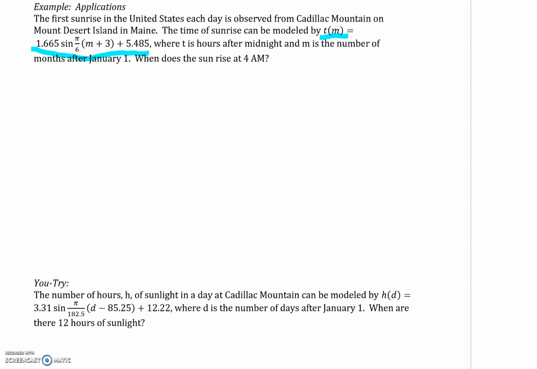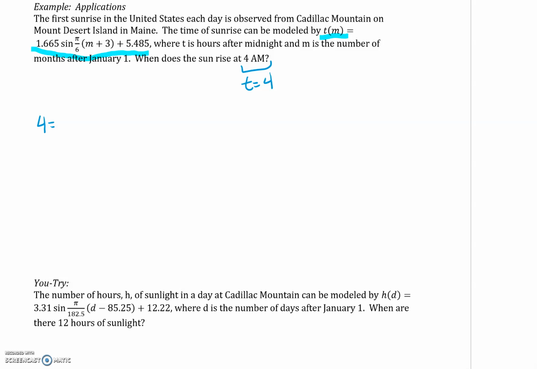Okay, so what's important here is what our variables represent. T is the hours after midnight, and m is the number of months after January 1st. So we want to know when the sun rises at 4 a.m. 4 a.m. happens to be 4 hours after midnight, so T equals 4. So we'll be putting 4 for T of m, and we're solving for m because we want to know the number of months after January where the sun will rise at 4 a.m.